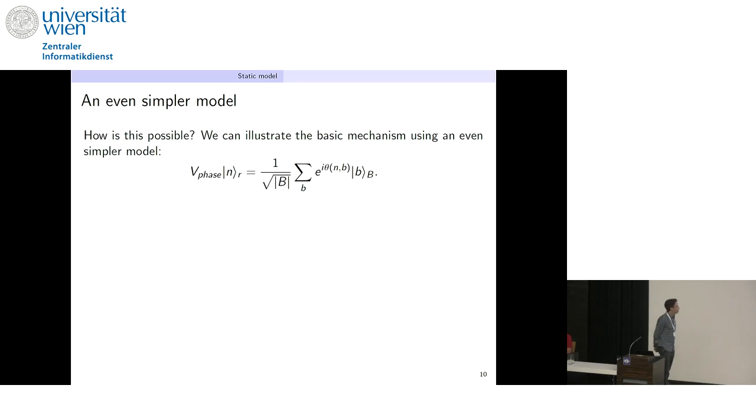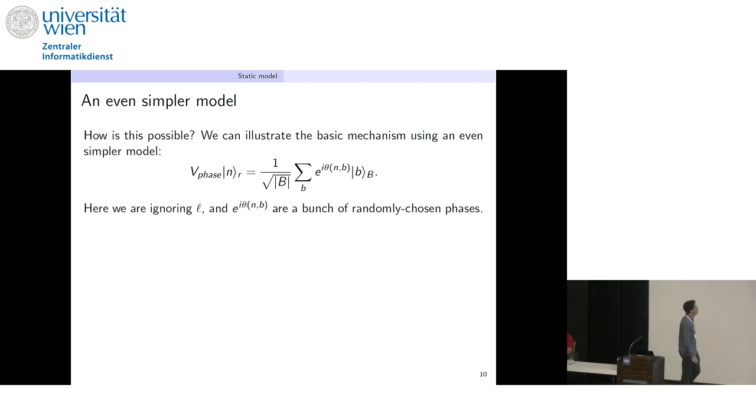Now you might say, how is this possible? This sounds crazy, I want my money back. We can illustrate it using an even simpler model where we just forget about the left moving modes, just keep the right moving modes in the interior. Here's some complete basis for them. And then we just take our encoding map to be some uniform superposition over a basis of the black hole microstates. And then these are just a bunch of randomly chosen phases. But again, we choose them once. We don't average over them. Okay?